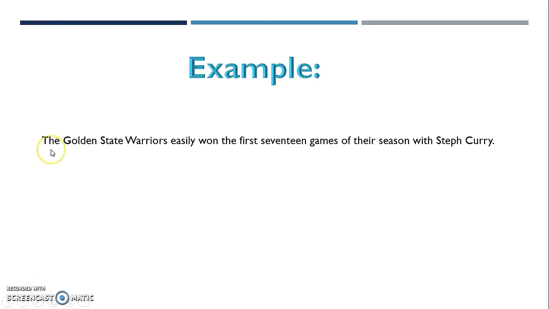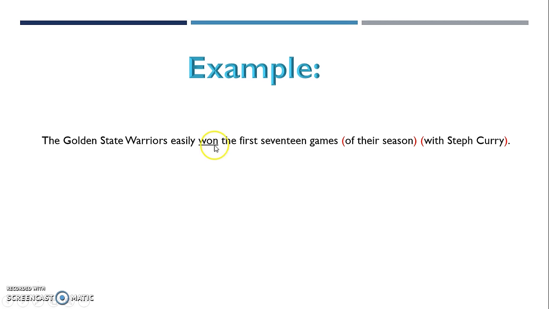So you're going to write this example in your foldable. The Golden State Warriors easily won the first 17 games of their season with Steph Curry. That was last year, not this year, not so much. And what is going on with those Hawks? But that's a whole nother flip video. All right, our parentheses go around of their season and with Steph Curry, because those are our prepositional phrases. There's nothing of any importance in those.